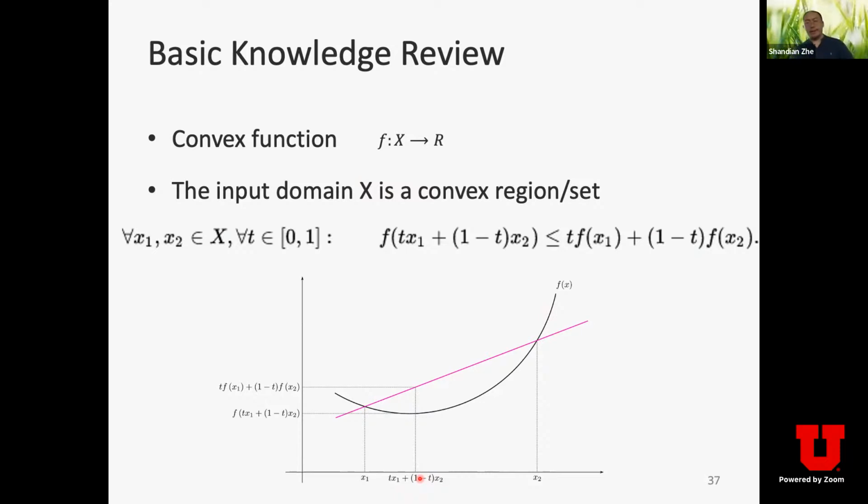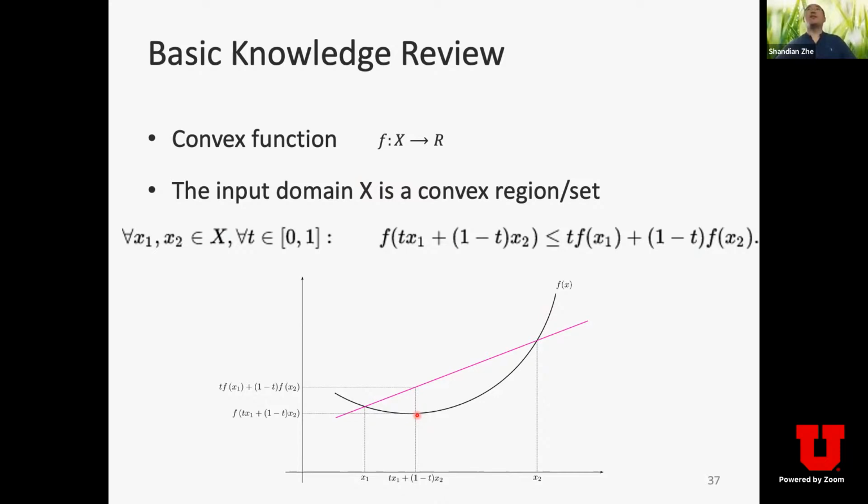Now let us check the left-hand side. You do the linear combination of the inputs first, you get the location in between, and then you evaluate the function at this location. This is our function value. And then what if we first evaluate the function at these 2 endpoints, x1 and x2, we get here and here. Then you do the linear combination with the same weight coefficient t. This is where the linear combination arrives. Now you can see that the linear combination of the function values at x1, x2 is actually bigger than the function value at the linear combination of the inputs.